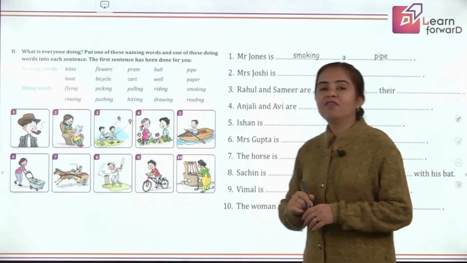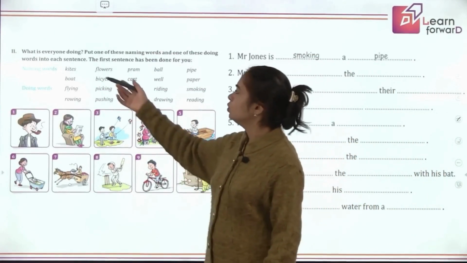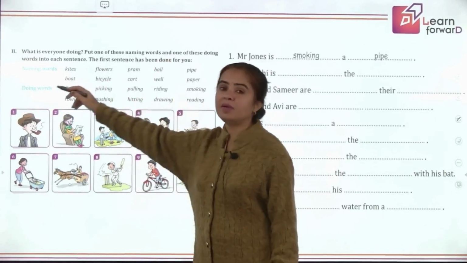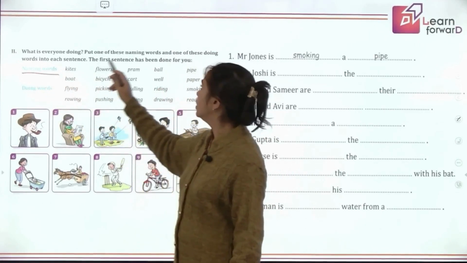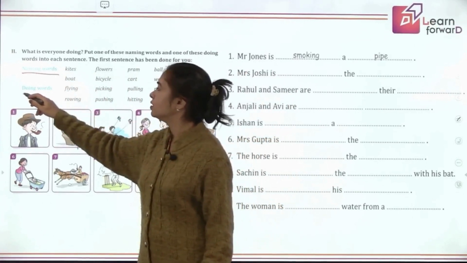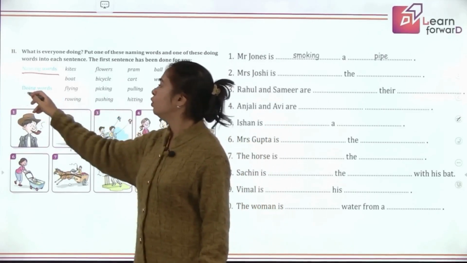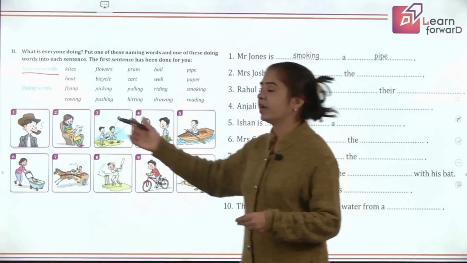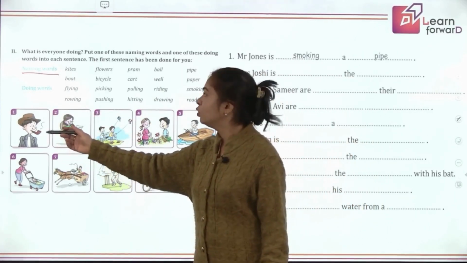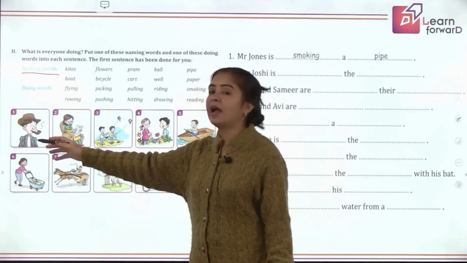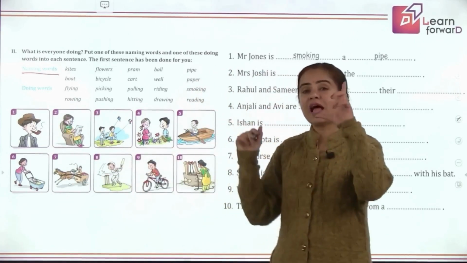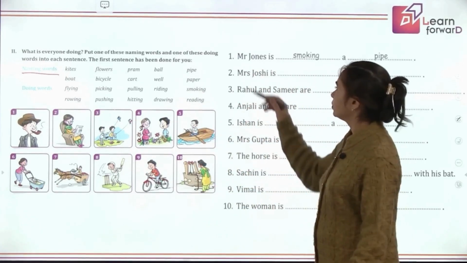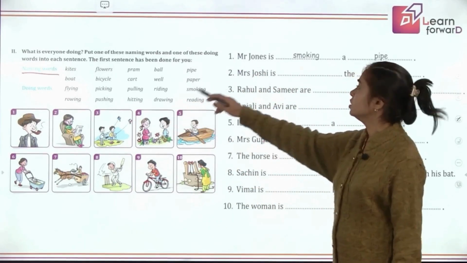So here we have one more picture. Let's see what we have to do. What's everyone doing? Put one of these naming words. See, here we have the list of naming words and one of the doing words. And here we have the list of doing words into each sentence. So first you have to look at the picture. Then you have to pick up the naming word and the action also. With that pair only, you are going to complete these sentences. Let's see how. In the first picture, what do you see? Mr.